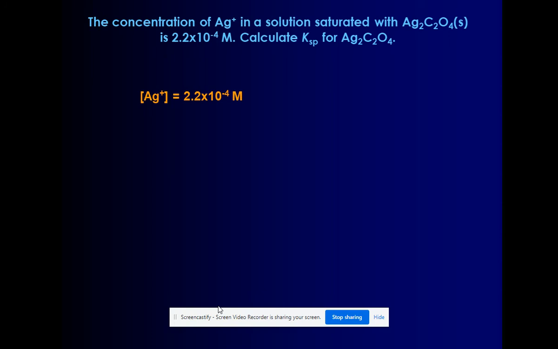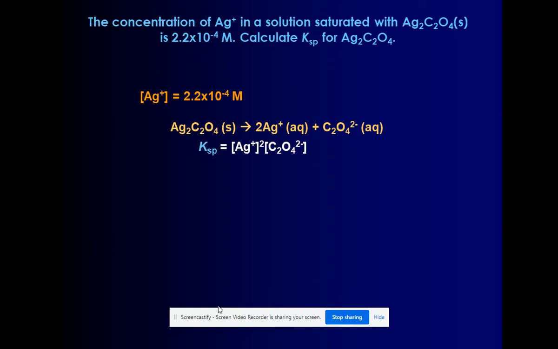Apparently, I went ahead and did this part first. Sorry about that. We know that silver's concentration is 2.2 times 10 to the negative 4th. That was provided for us. We'll come back to that in a second. Again, it should be a double arrow. So silver oxalate would produce 2 silver ions and 1 oxalate ion. So the Ksp expression would be the silver ions squared and the oxalate.